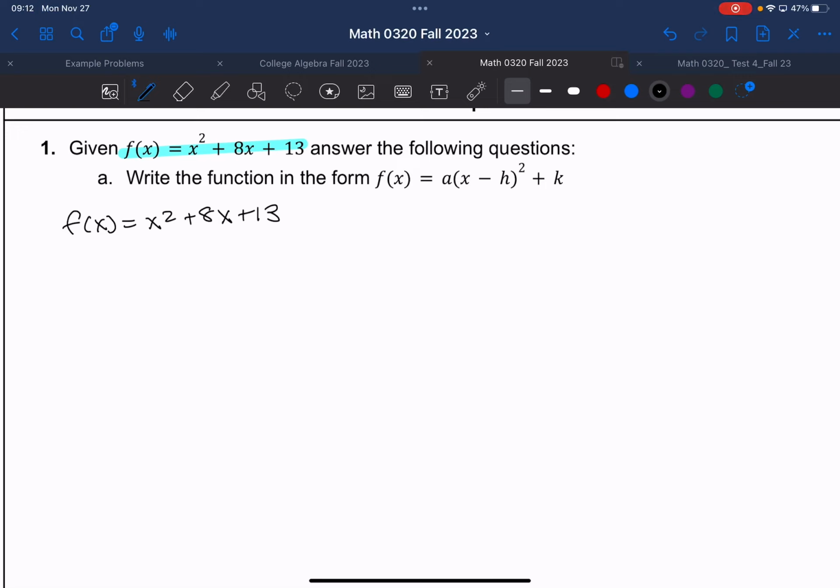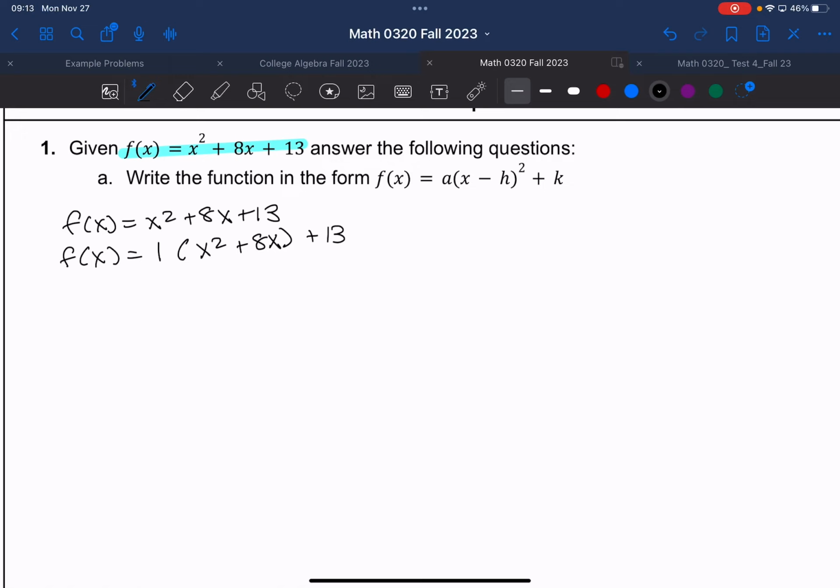Then I'm going to take out any GCFs that I see in the first two terms. So if I'm looking at the first two terms, are there any numerical GCFs that I can take out? Numerical? No. Because I have a 1 and an 8, meaning the most I can take out is just a 1. So I'm just going to emphasize that step by writing it. So f of x is equal to 1 parentheses x squared plus 8x close parentheses plus 13. I'm emphasizing that the only number I could take out of those two terms was a 1.